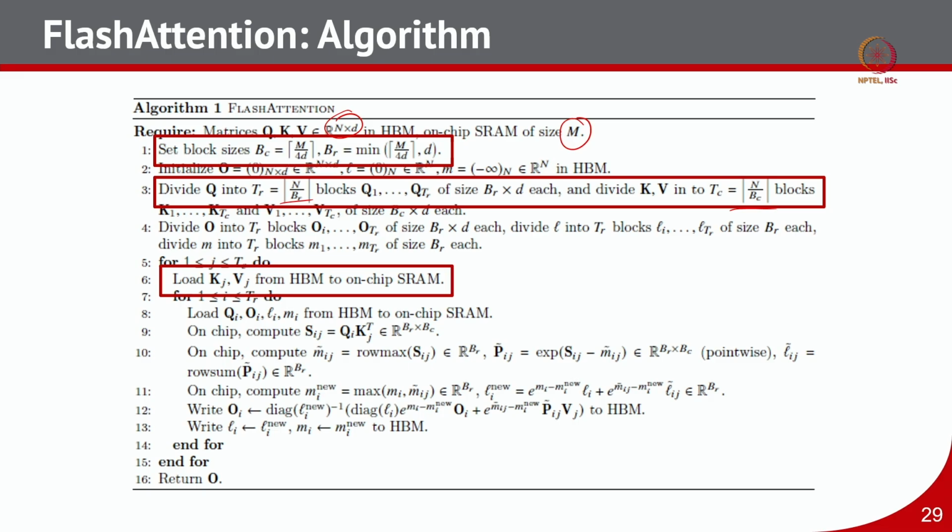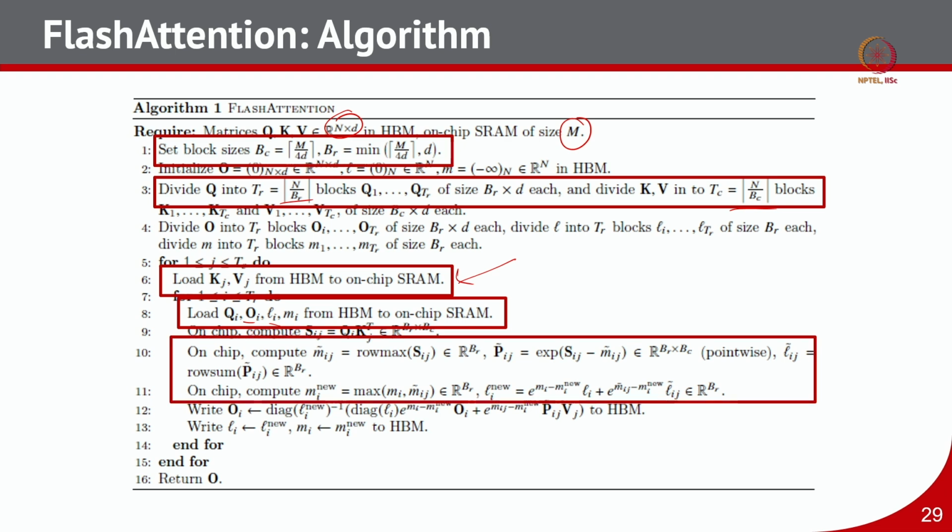Because remember, we already divided that QKV into blocks. Now, we will fetch those blocks one by one, perform the softmax of QI KJ transpose multiplied by VJ, and then compensate the error. So, the first step is to load KJ and VJ to the on-chip SRAM. KJ and VJ are nothing but the jth blocks of K and V, and then the next step is to load Qi, Oi is the intermediate output, and l, m are the error compensation terms, which will come very soon.